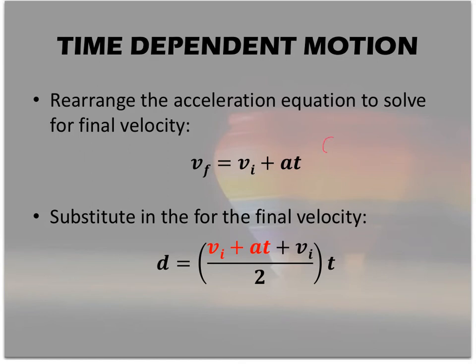This formula originates from A equals VF minus VI over T. I multiplied time to both sides, and then I added the initial velocity to the acceleration side to isolate the VF variable. I'm then going to take this section right here, the VI plus AT, and I'm going to substitute it in for VF from the other formula. So I have D equals VI plus AT plus VI over 2 times time.